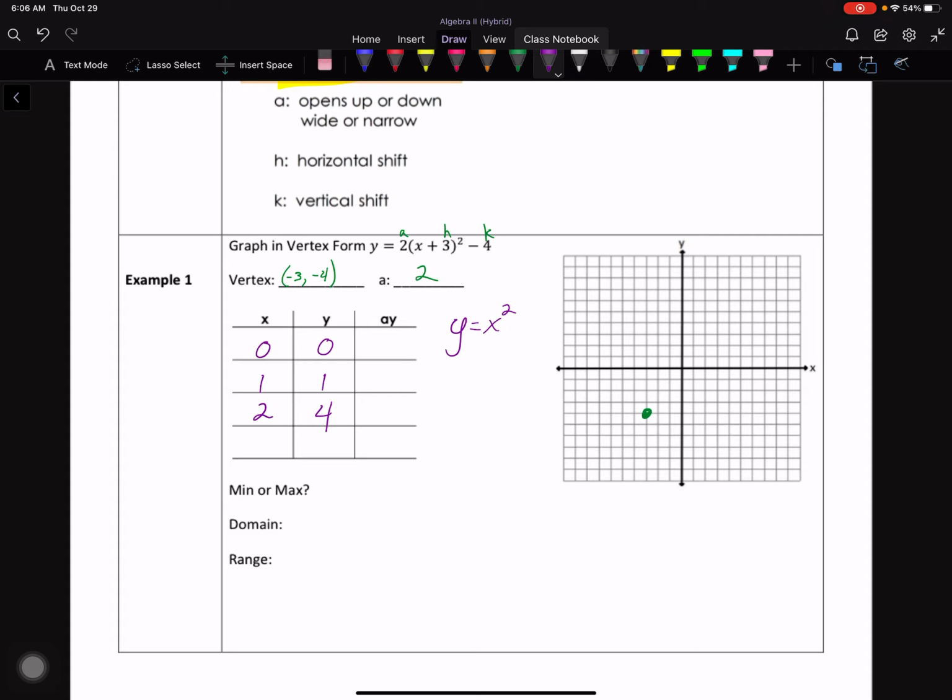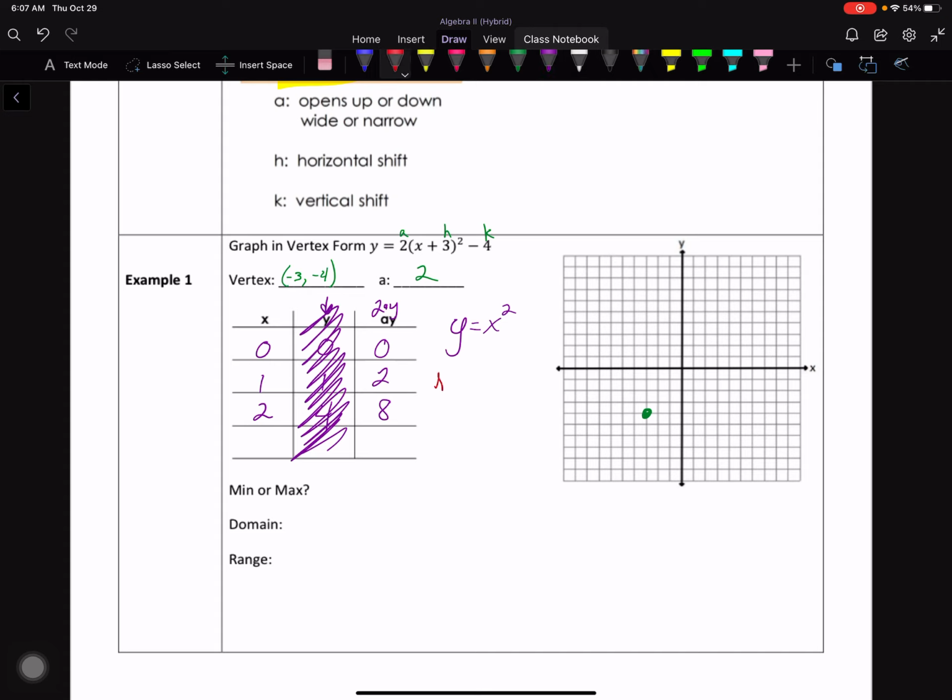And then the last column says take a, which is 2, times the y values that we just wrote down. So we got 0, 2, 8. Once you do that, we're done with the middle column. We're just kind of using it to make a jump. Okay, and then we're going to plot those points from our vertex.